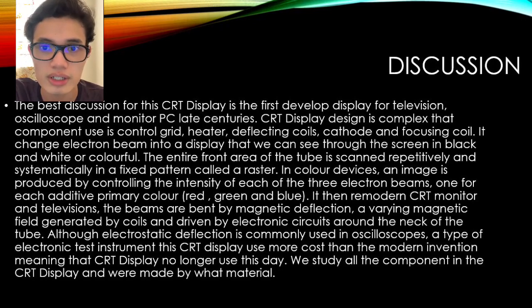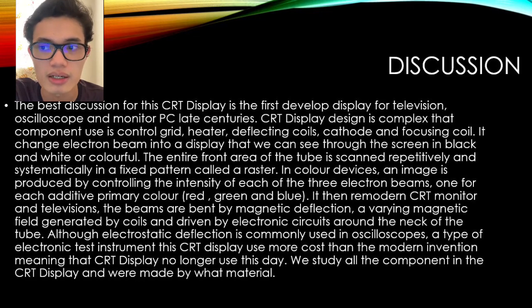The entire front area of the tube is scanned respectively and systematically in a fixed pattern called a raster. In a color device, an image is produced by controlling the intensity of each of 3 electron beams, one for each additive primary color: red, green, and blue. It is used in modern CRT monitors and television.